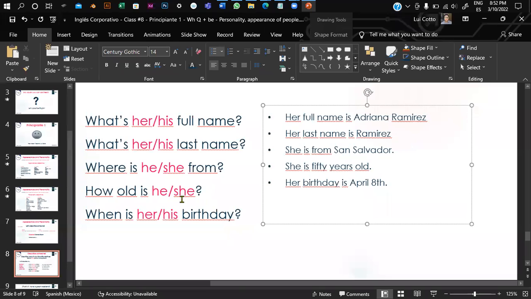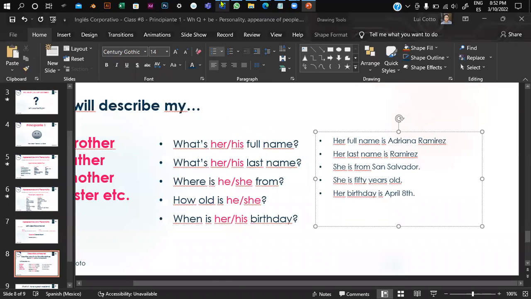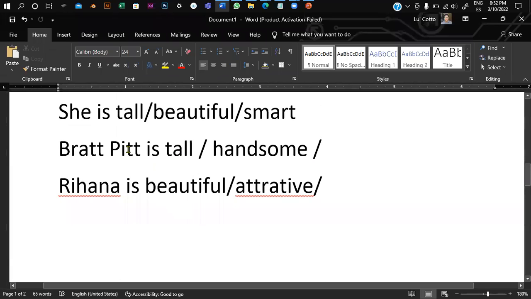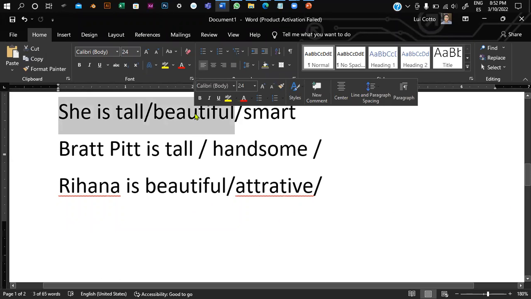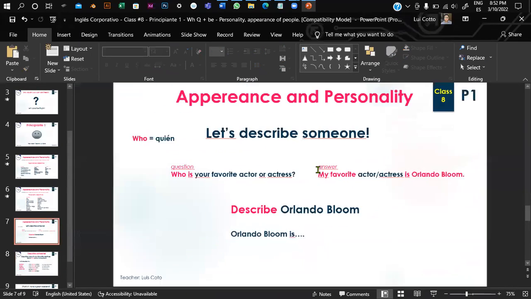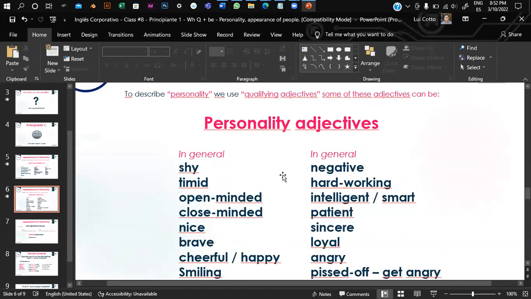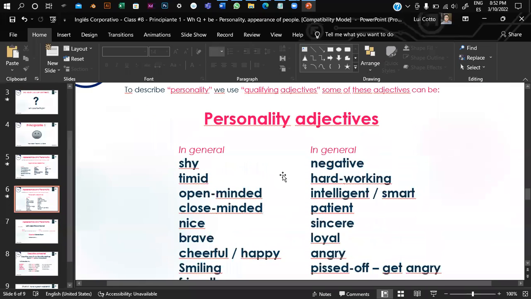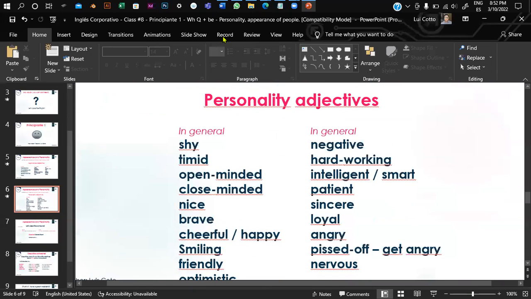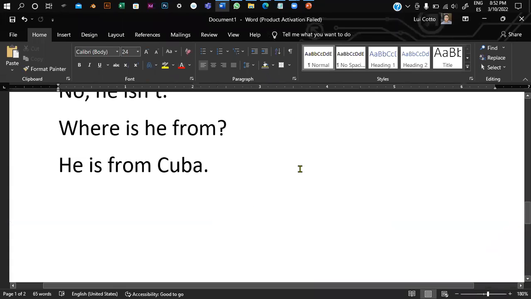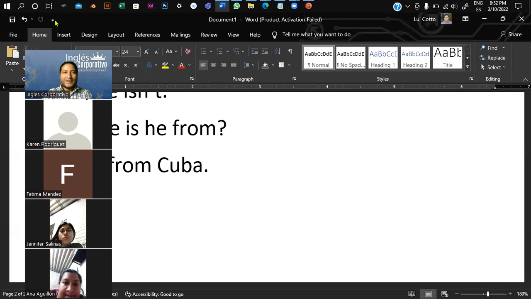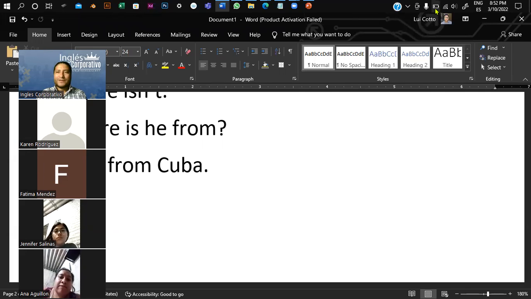Okay. Now describe your sister. Describe your sister. Like the examples. Like this one. My sister is. You have the adjectives. Personality, adjectives, or appearance? Okay. Describe your sister. Or maybe someone else. Describe a relative. Describe a relative, guys. Who wants? Describe a member of your family.